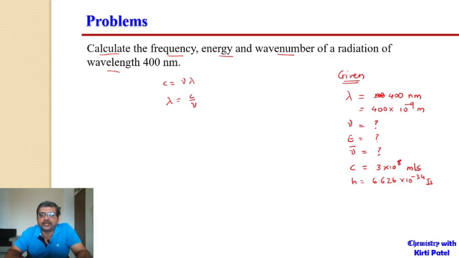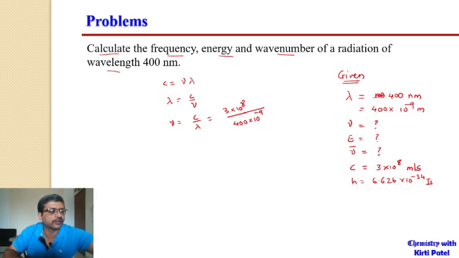From this lambda we can have nu equal to C upon lambda. So we have the C value, 3 into 10 raised to 8 meters per second divided by 400 into 10 raised to minus 9 meters. So this will be giving us the frequency of the radiations. So from this we get the frequency.